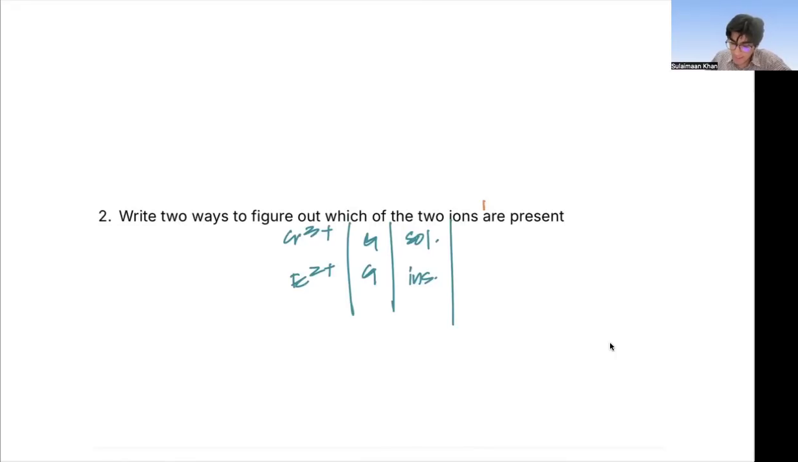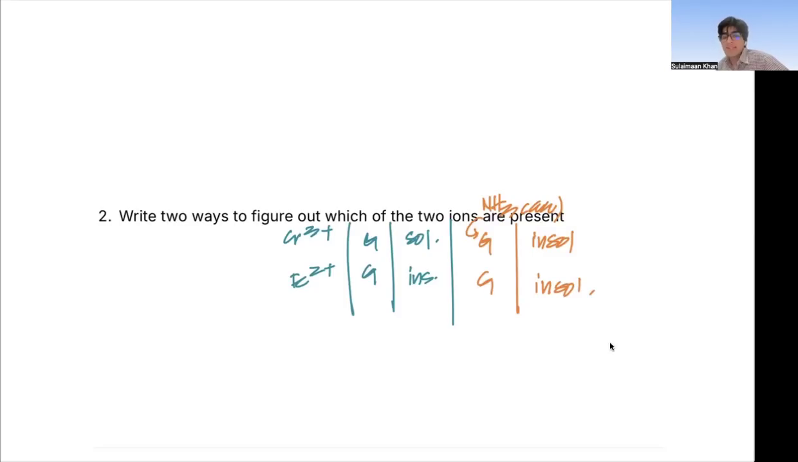Insoluble means the green precipitate remains. And if I use aqueous ammonia, they're both the same. A few drops would give me green, green, and excess would give me insoluble and insoluble. So which method could I use to differentiate between the two, whether it's the chromium 3 plus ion or the iron 2 plus ion?